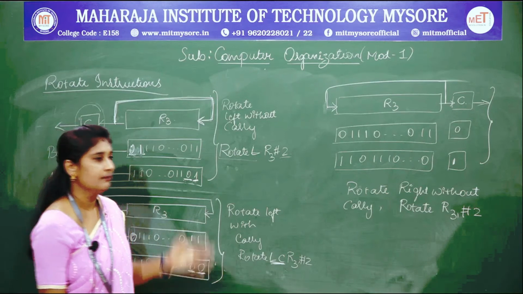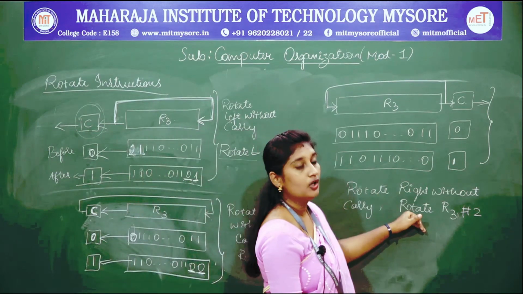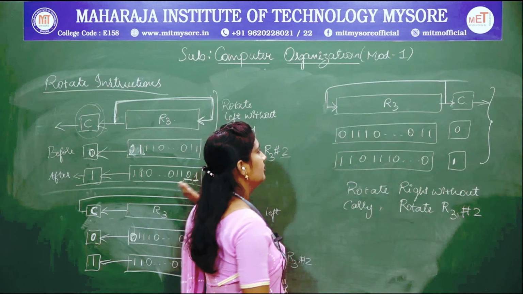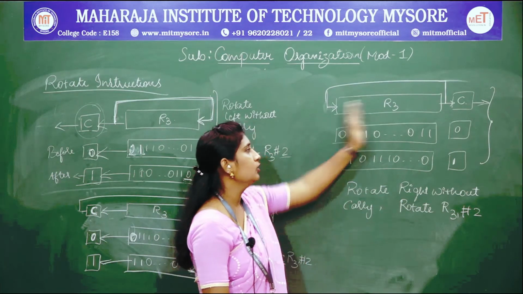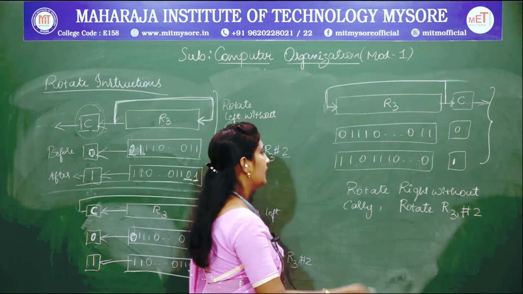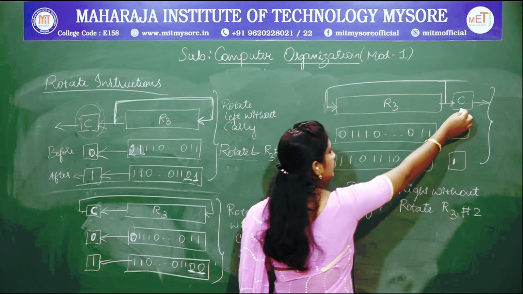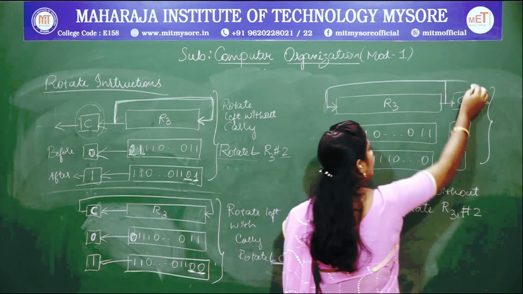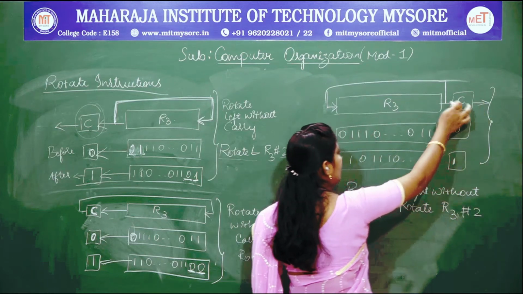C means with carry. The same will be carried out for right shifts also, sorry, right rotate also. Here you will be shifting all the bits towards the left, here you will be shifting all the bits towards your right position. So again the general format is R3C. It is without carry. With carry means again I need to consider the carry flag also.